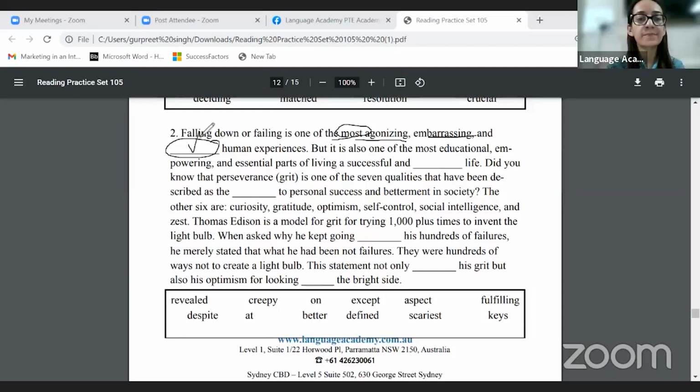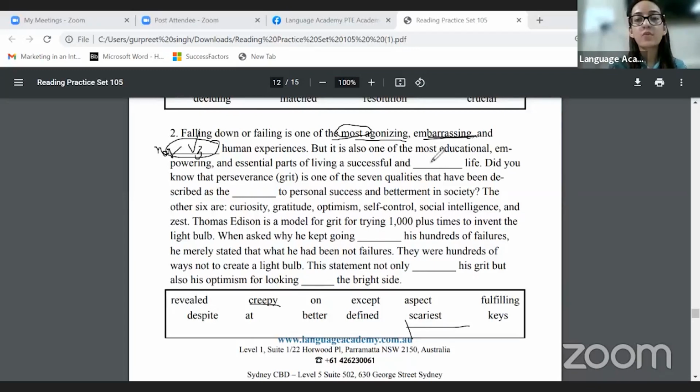That's the first thing. And then the words are negative. Agonizing, embarrassing are not positive words. So we also need a negative verb and it should be third form. We have creepy, negative, and scariest, negative, but creepy is first form. So we'll go with scariest, which is negative plus third form.